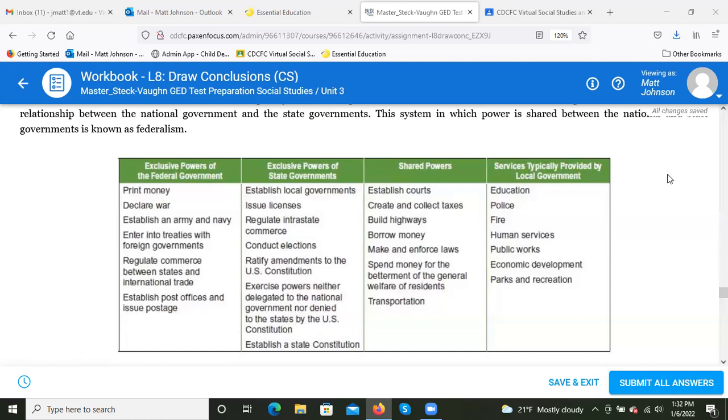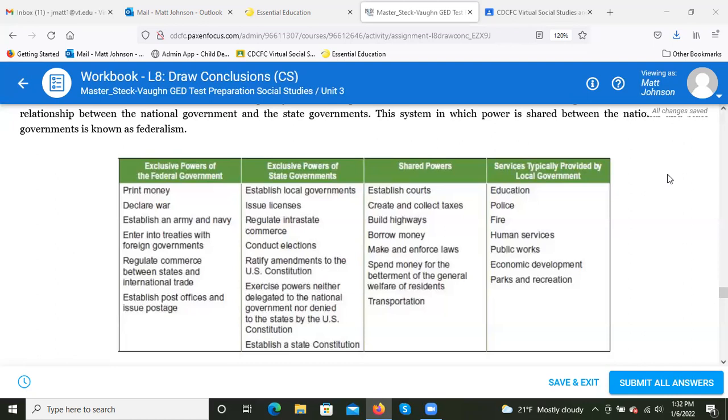Human services, again, any type of social programs, things like that. Public works, the same thing. There are city workers that improve roads, patch up potholes and things like that. They are employed by the city. Economic development, that's also in the purview of a local government.